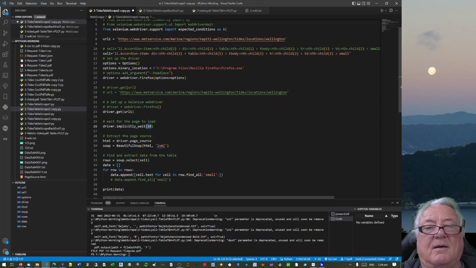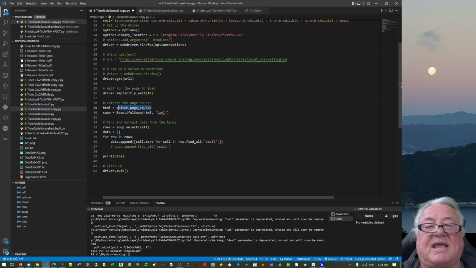The HTML driver has gone through and got that page source. The soup is going to go through and get that element through there. It's then going to go and find that element because it's got the whole page source, and then it's going to work through those to see if it can get me the data through there. And then it's going to print the data, and then it's going to quit.